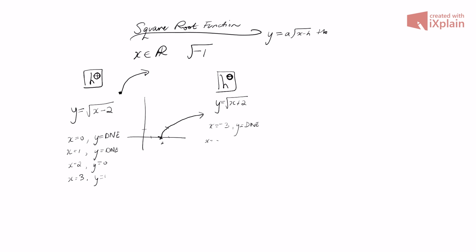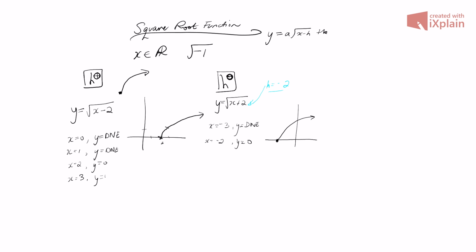x equals negative 2. Negative 2 plus 2 is 0, square root of 0. Yes, we can do that with the real numbers. Okay, so that's why we have the shift to the left when our h is negative. So our h value in this particular case, h equals minus 2.